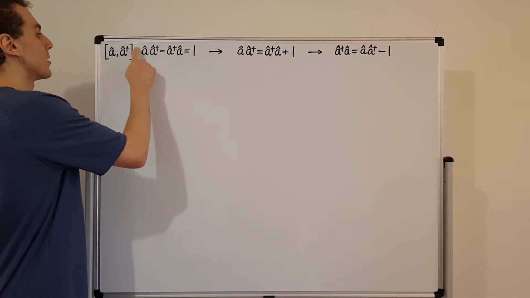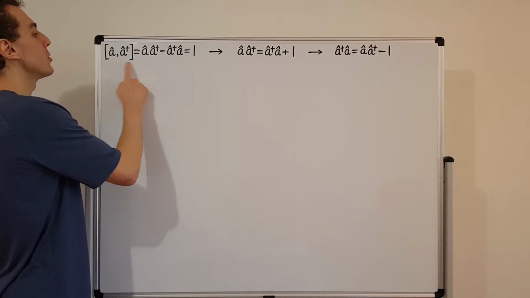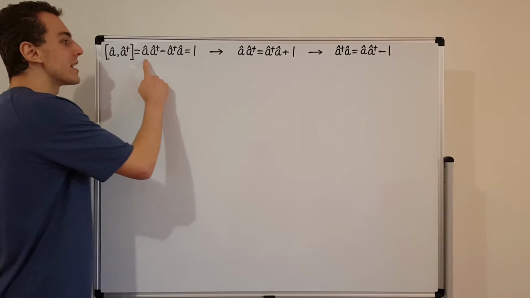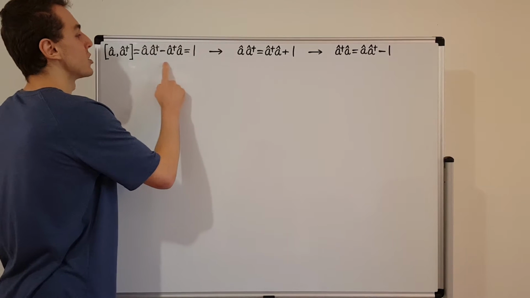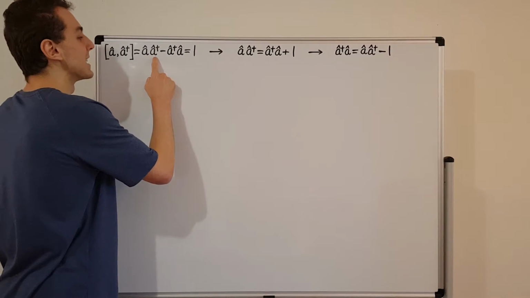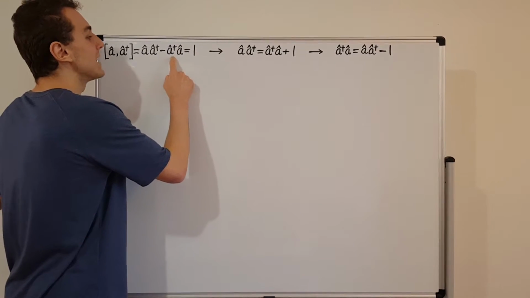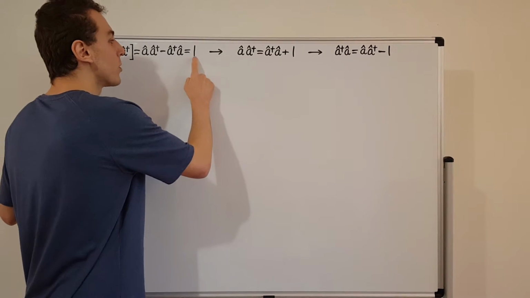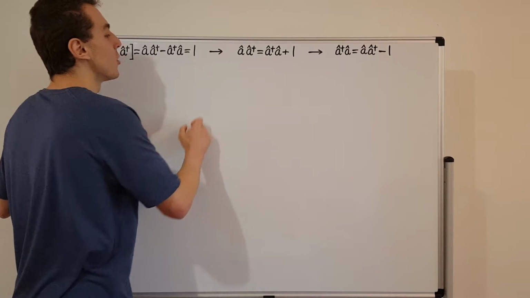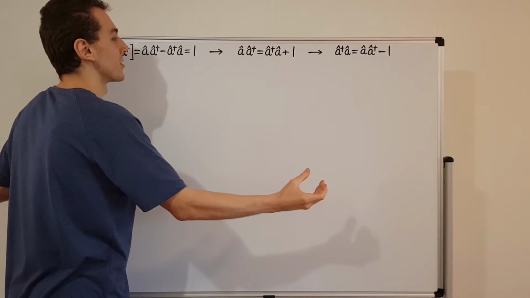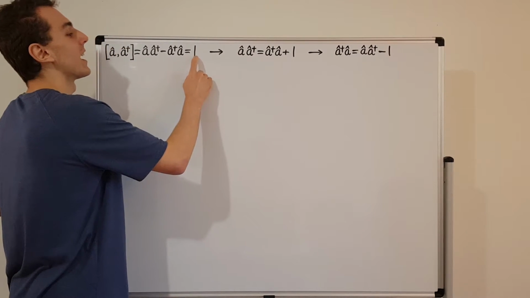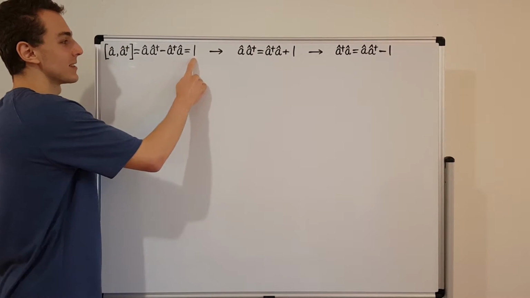And this square bracket notation tells us that we're taking the commutator. And if we write the commutator out in full, we get this combination. First, we have A A dagger, and then we subtract off A dagger A. And this is equivalent to 1. It's equivalent to acting with the identity operator. And I prove this in another video in the quantum mechanics playlist.